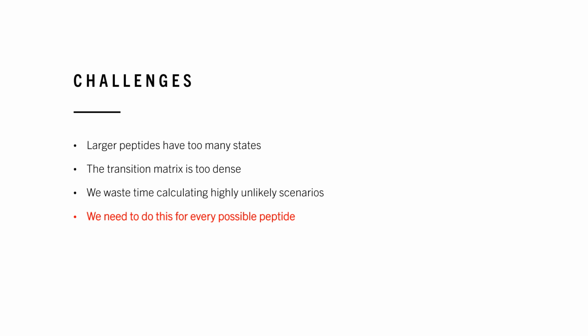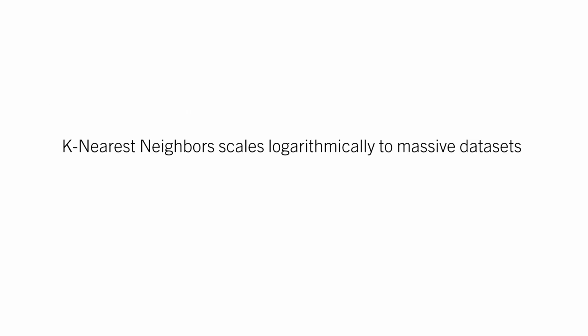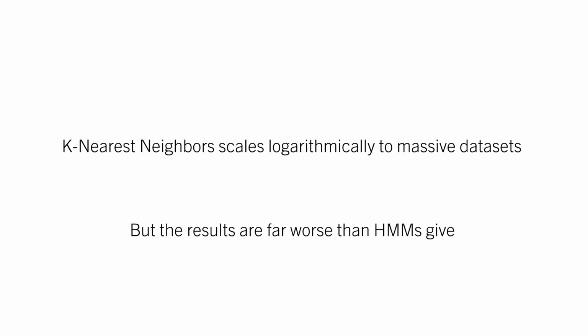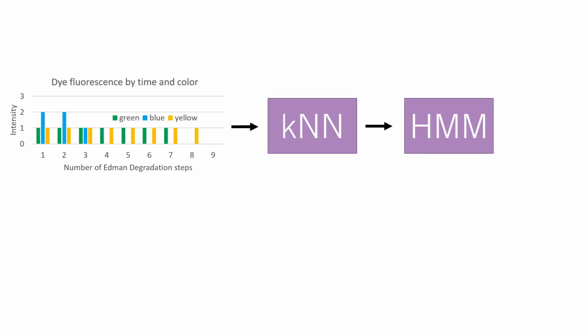So one more issue is that we're running the hidden Markov model for every single possible peptide. There's over 1 million of them on the conditions we're showing in this presentation here. And part of the reason k-nearest neighbors does so well is that it scales logarithmically to massive data sets. But its results are far worse than HMM's, obviously, and so we kind of want to get the best of both. Can we have it all?